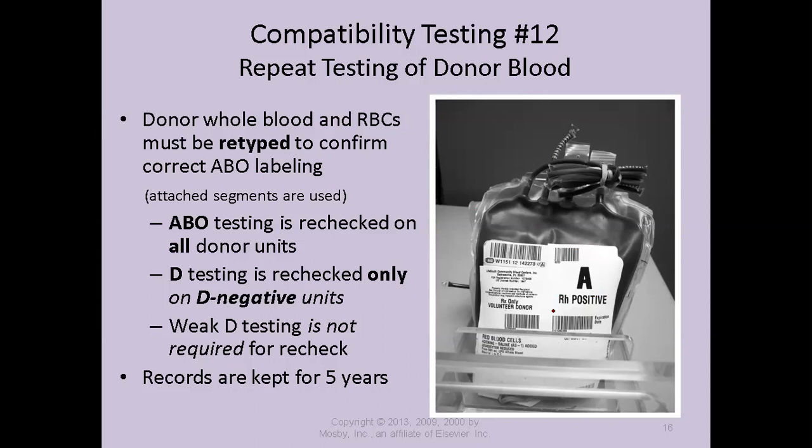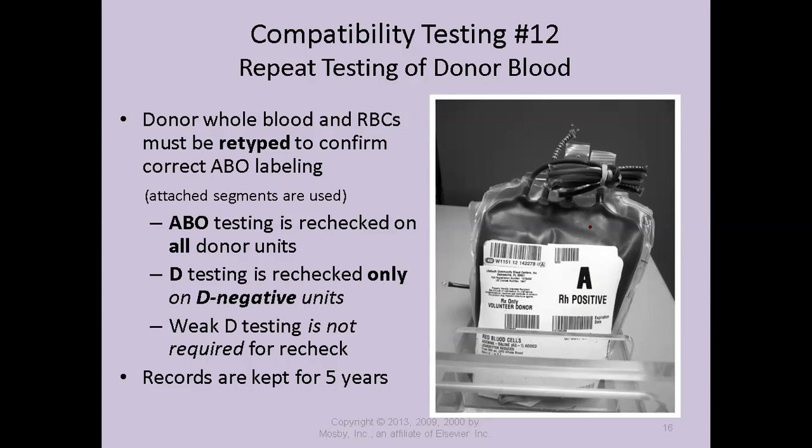And this unit is Rh positive. They're just going to check that it's A. They don't need to recheck D. So that's coming up to our next thing. So ABO testing is rechecked on all units. The D testing is rechecked only if it's an Rh negative unit.